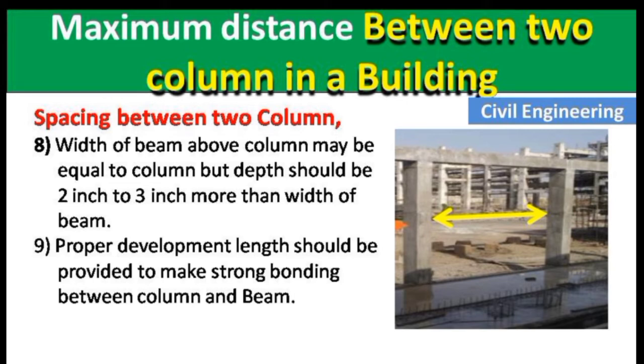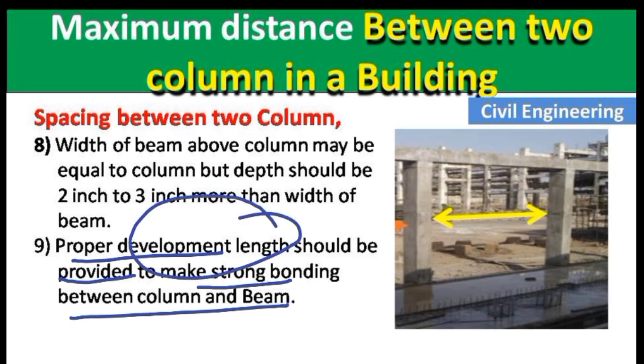For example, this is our dimension of the column. This is the length and this is the width. So the width of the beam may be equal to the width of the column, but how much should its depth be? 2 to 3 inch more than the width. After that, point number 9 is, the proper development length should be provided to make a strong bond between column and beam.